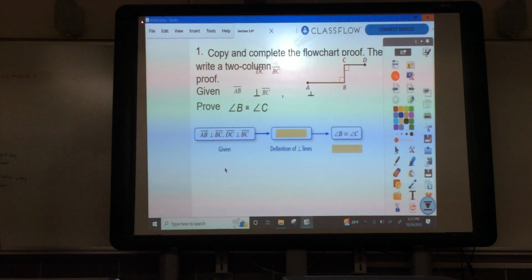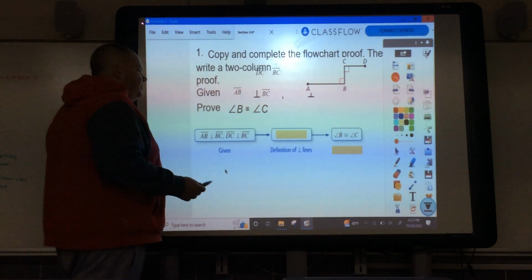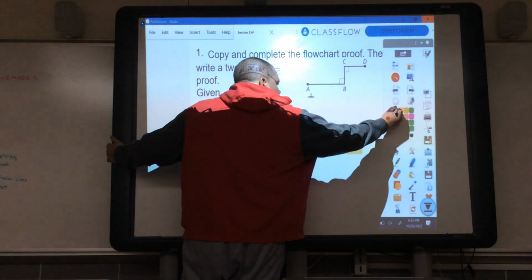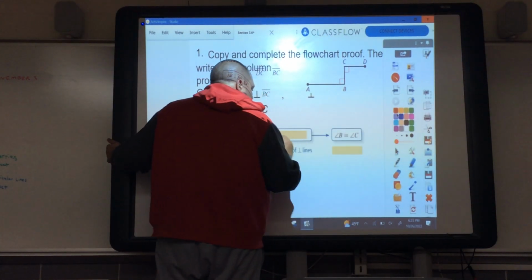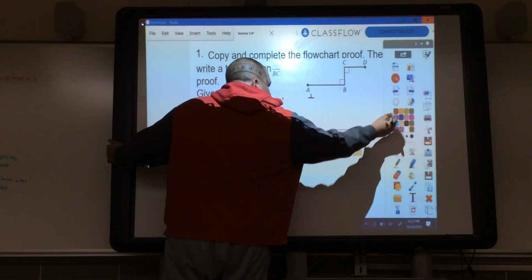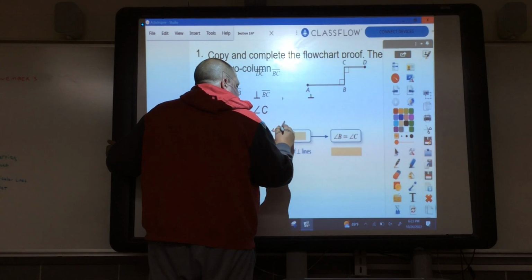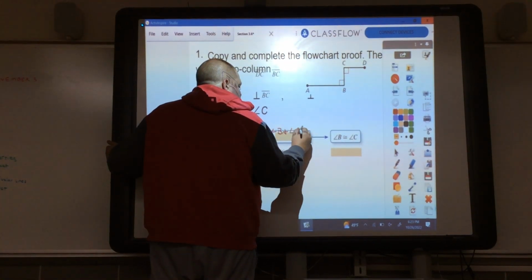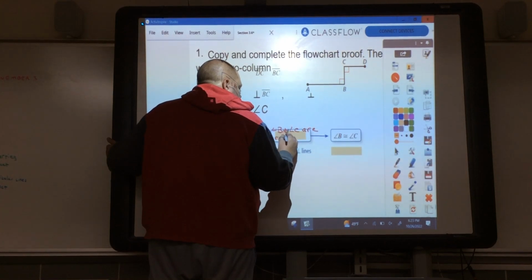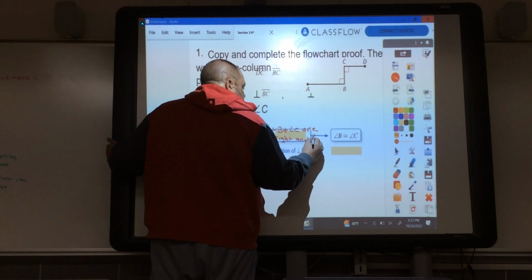Now, we know, because of the definition of perpendicular lines, that when you have two lines that are perpendicular, you have right angles. Okay, so our statement that we're going to fill in here in this first box is that angle B and angle C are right angles. Because that's what perpendicular lines do. They create a right angle.